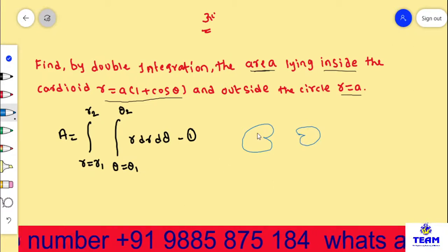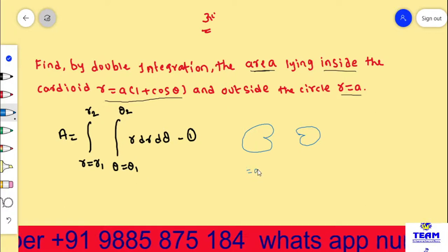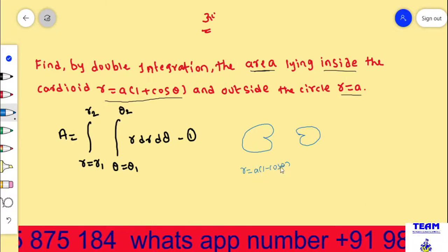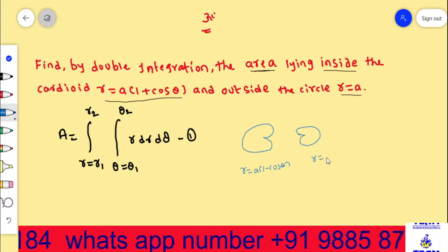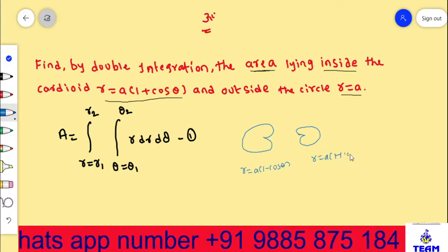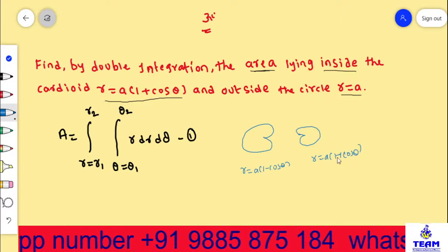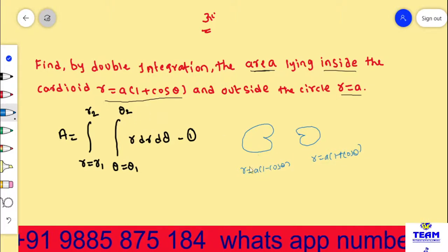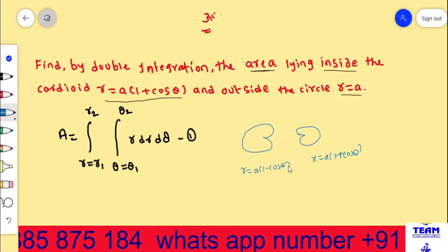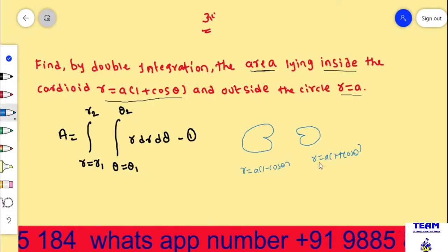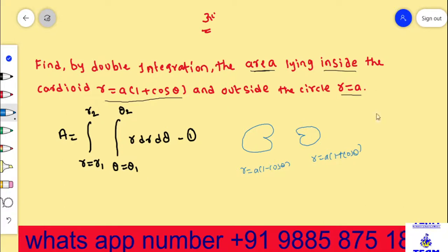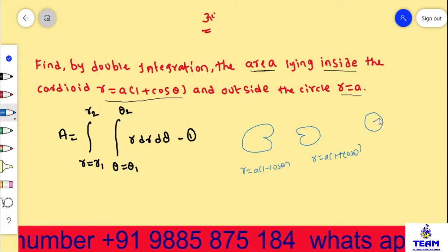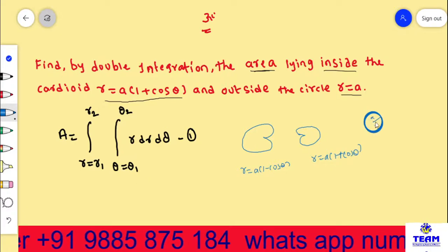Now this one is r = a(1 - cos θ), and this one is r = a(1 + cos θ). I am explaining this because later you may get a similar problem like this. Here we have r = a(1 + cos θ), and they have given a circle. A circle is nothing but like this, with radius a.